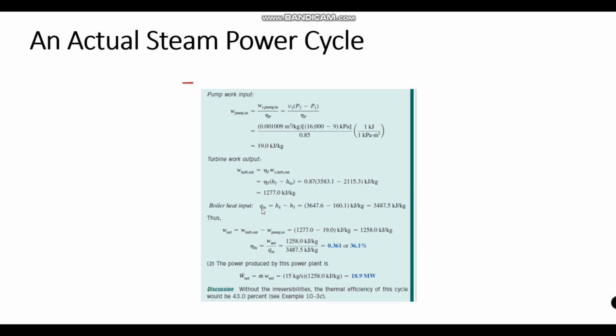So the boiler gives us the energy 3647 minus 160, which is 3487 kilojoules per kilogram. So the net work is the difference between the turbine work and the energy used in the pump. So the thermal efficiency is 36%. Without the irreversibilities, the thermal efficiency of the cycle would be 43%.